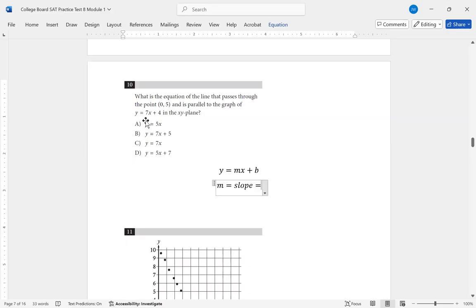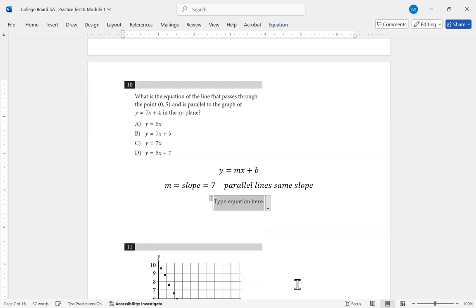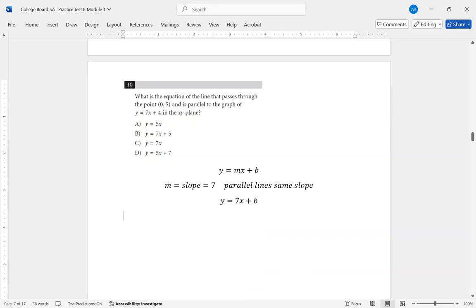Now, if I want my line to be parallel to y equals 7x plus 4, notice that in this given line, the slope is 7. Therefore, in my line, I need the slope to be 7 as well, because parallel lines have the same slope. So parallel lines means we have the same slope. And now what we can do is we can realize that our equation for the line is going to look like y equals 7x plus some number, which we'll label as b.